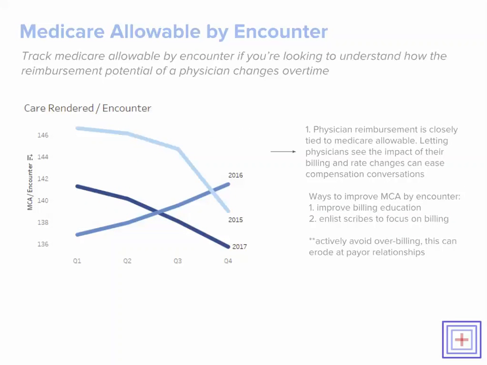Medicare allowable by encounter. So this is going to help you understand, as the government changes rates over time, how is that impacting your physician's billing. You also could, with analyses like this, find physicians that are either under or over billing, because you'll see how their Medicare allowable encounter changes over time.